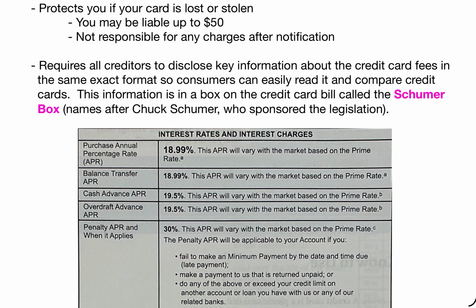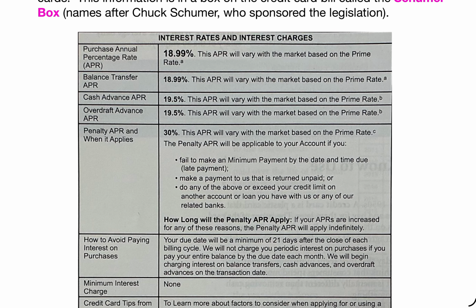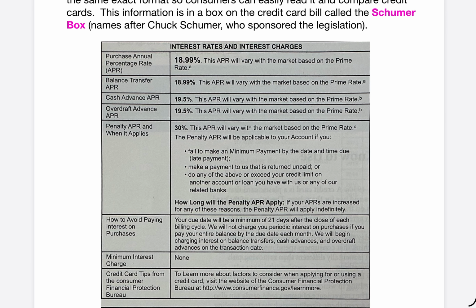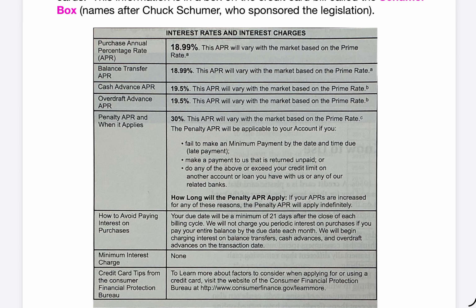And this information in this box here is actually called the Schumer box, and this is named after Senator Chuck Schumer, who sponsored this legislation. So as you can see, for example, one of the disclosures here is the annual percentage rate, which in this case is 18.999%. There's also a balance transfer APR, 18.99%. There's also a cash advance APR, in this case 19.5%.